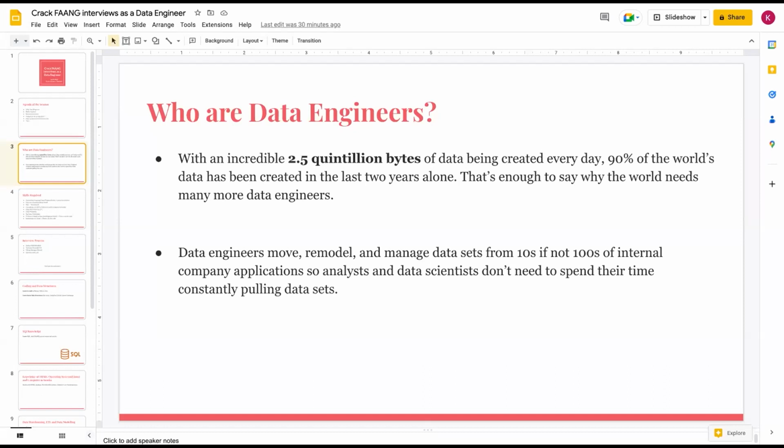DB admin. No, DB admin is different. Let's not mix everything. Whatever I have told about what data engineers do, keep that in mind. Don't mix it with other things.